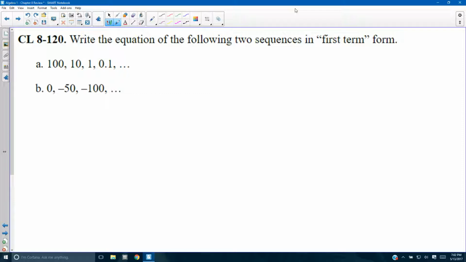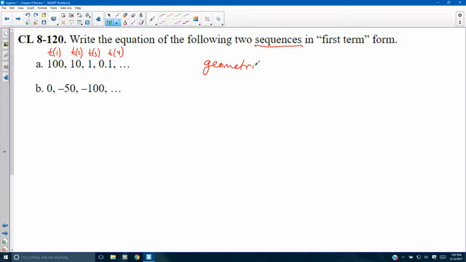If you have no idea what this thing's talking about, let me remind you of a couple things. First of all, sequence means a list of numbers. That's what you have here. Here's the first term in the sequence right here. We used t of 1. This is the second term in the sequence, t of 2. t of 3 is the third term, and t of 4 is the fourth term. This is called a geometric sequence.